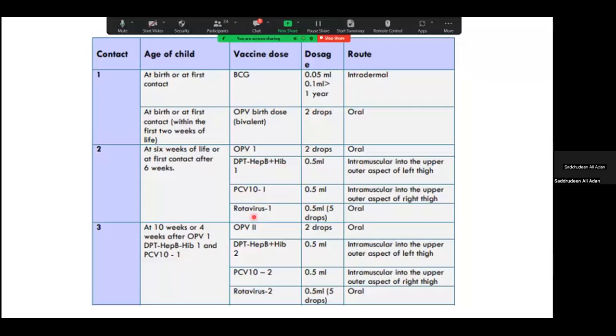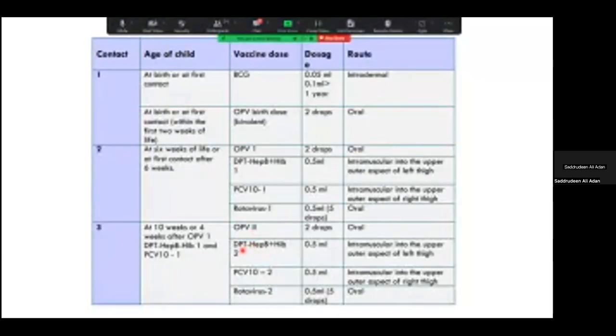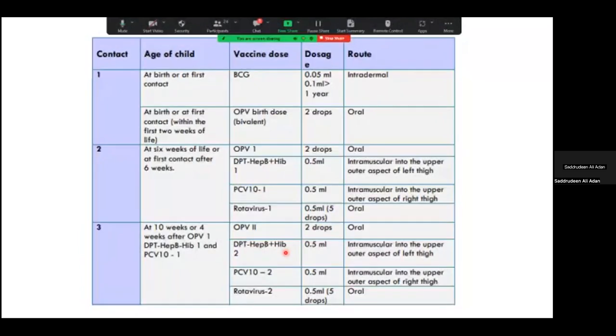So at 6 weeks, how many vaccines do we have? We have 1, 2, 3, 4. We have 4 vaccines, and 1 is the pentavalent. Don't forget about it. At 10 weeks, the same. We have the oral polio, the 3rd dose of the oral polio. I think this table is wrong. Then we have DPT, hepatitis B and HIB, which is the Haemophilus influenza type B. We have the pneumococcal vaccine, and the 2nd dose of rota.